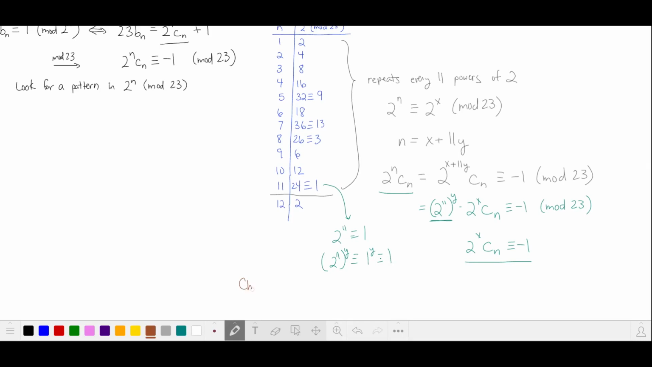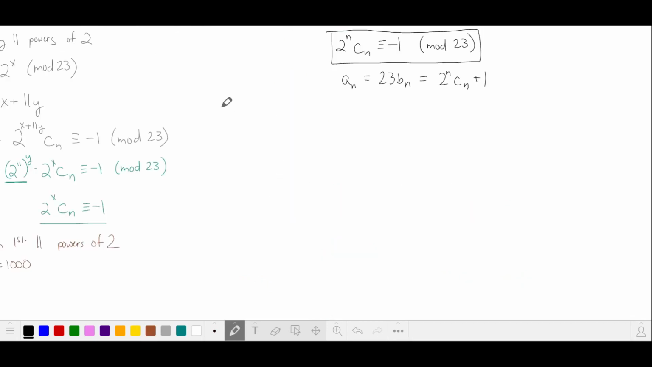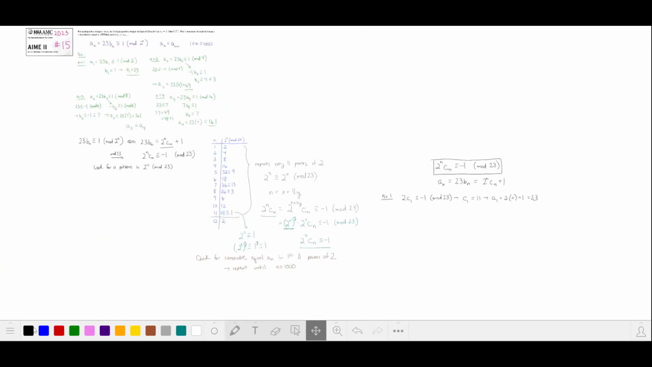So what we're going to do now is check for consecutive equal values of a sub n in the first 11 powers of 2. And this is going to repeat, and we'll count those repetitions until n is equal to 1,000. Let's repeat our work from earlier with our power of 2 expression. So for n equals 1, this means 2c1 is negative 1 in mod 23. This gives us c1 is equal to 11, and a1 is 2 times 11 plus 1, or 23. Backing up, we see that that was the same answer we got in our example.